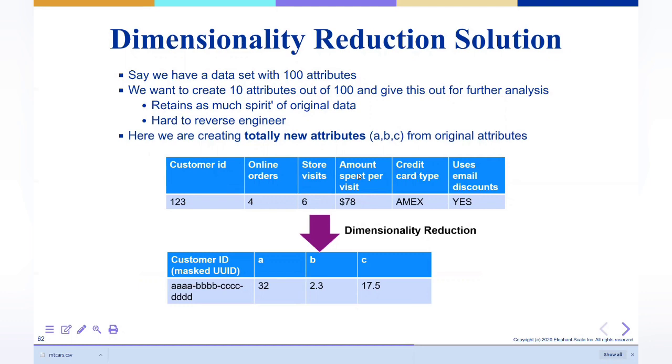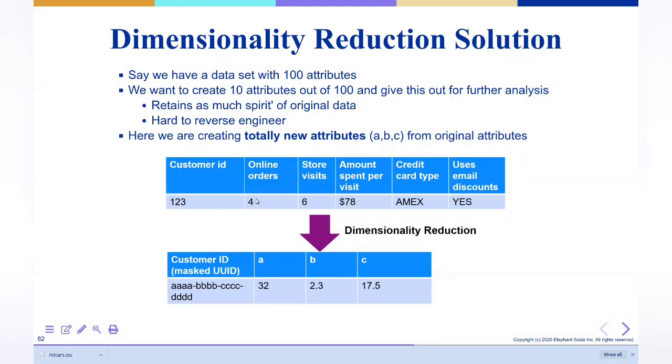So what we do is when you reduce dimensions. Remember, I have like 1, 2, 3, 4, 5, 6 columns, right? And let's say customer ID is the same. What we do is we are going to create new attributes. I'm calling them A, B, C, with different values. And if you compare these two data sets, it's not very obvious where A came from, right? Because A doesn't map to, like, online orders. This is not a one-to-one mapping. They are blended together, right?